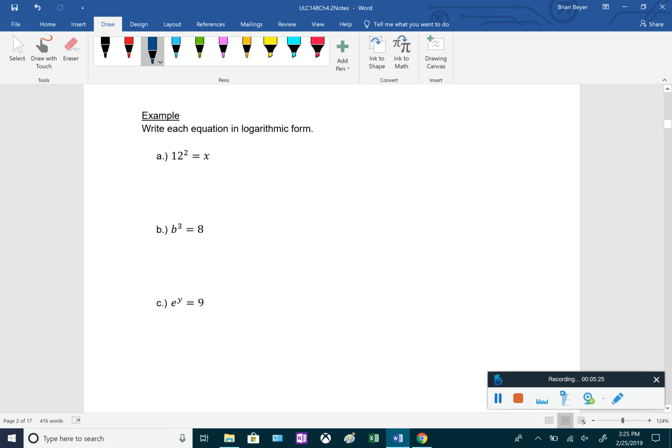So let's write each equation in logarithmic form now. We're starting with exponential form and we want to write it in logarithmic form. I'm just going to write the conversion right here again. So we have 12 to the second equals x. So this is going to be the exponent equals log base 12 of x. So for logs, it's always the exponent equals log base, whatever the base of the exponential is, same base of the other side of the equation.